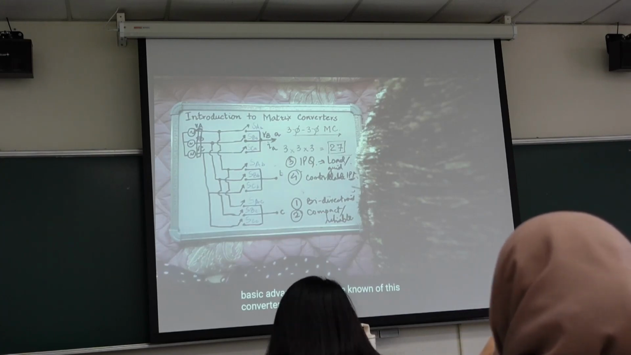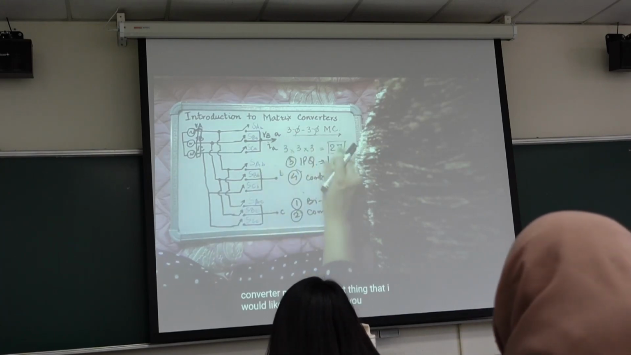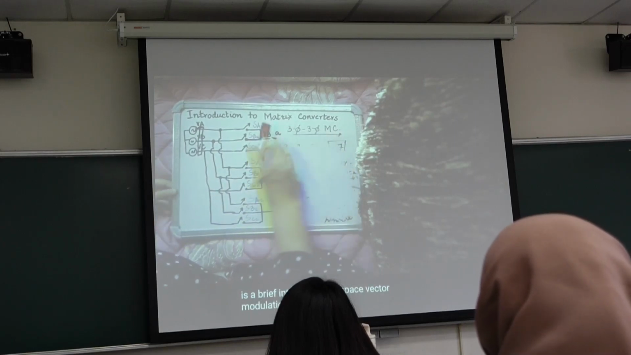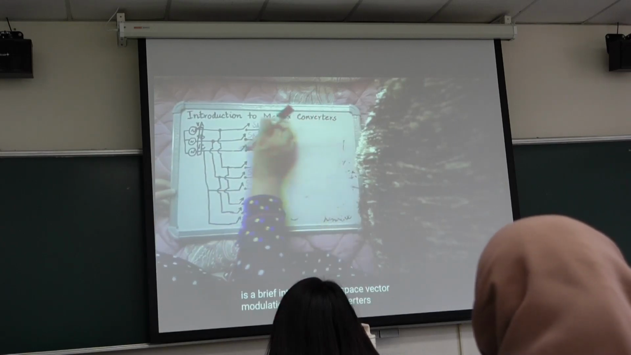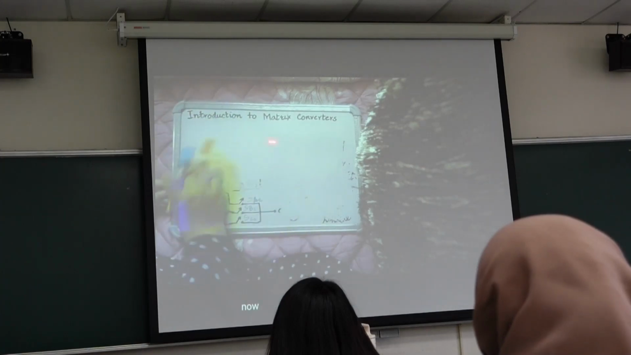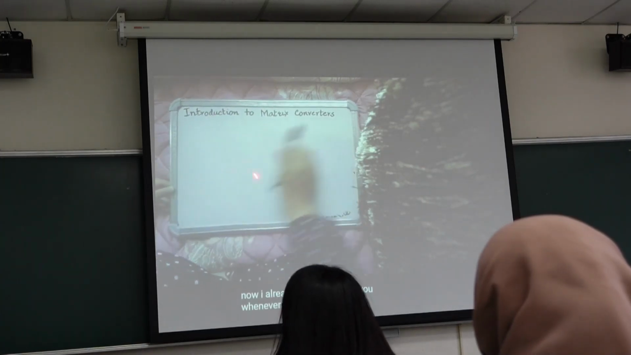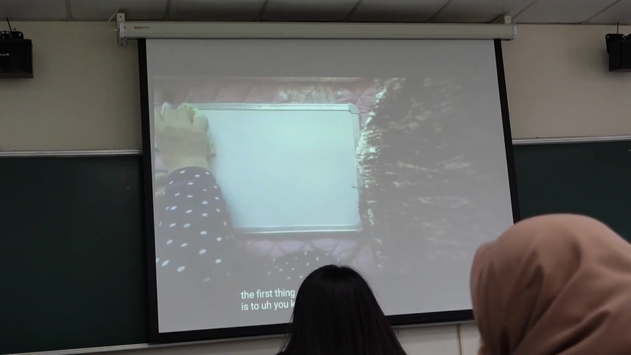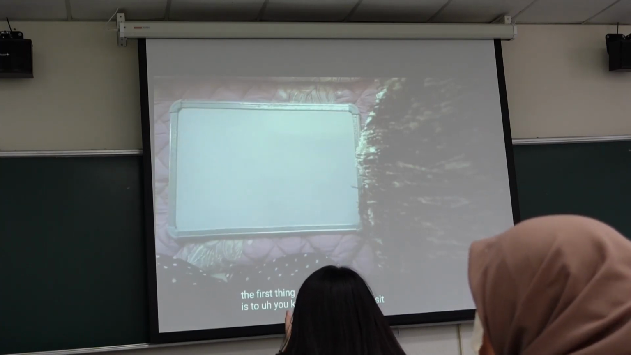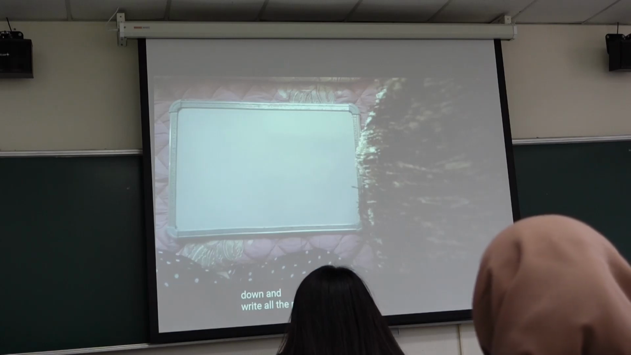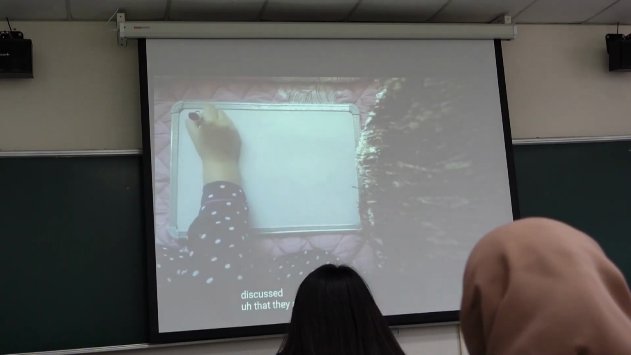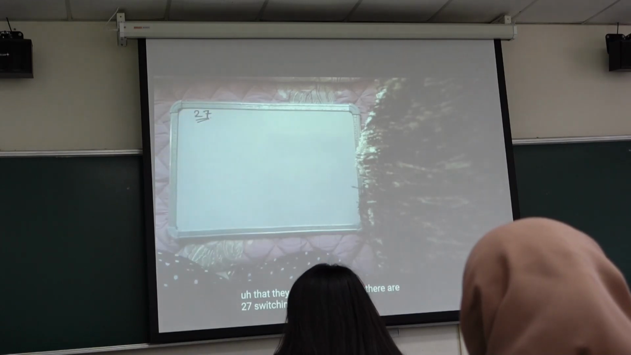Now, the next thing I would like to discuss with you is a brief introduction to space vector modulation of matrix converters. I think we can start here. First thing we have to do when we do space vector modulation is to sit down and write all the possible switching states of the converter, which we have already discussed: there are 27 switching states.